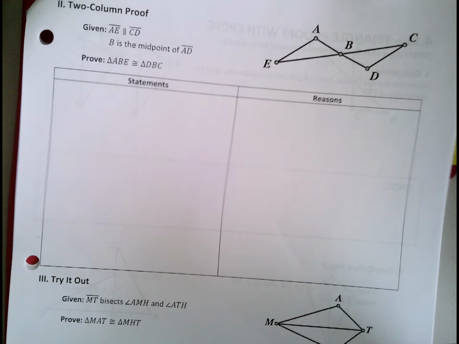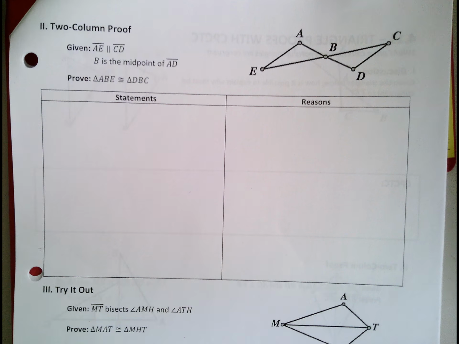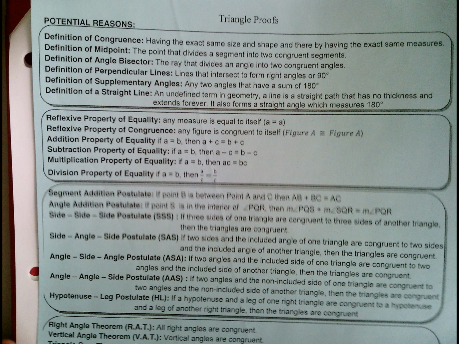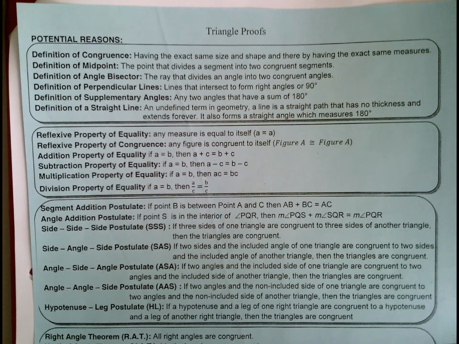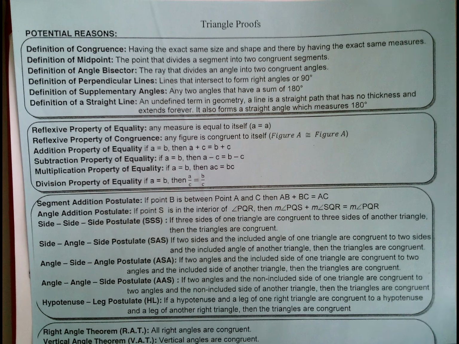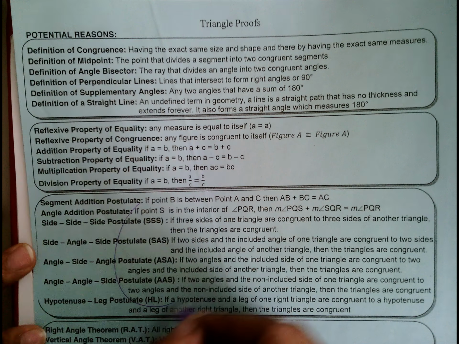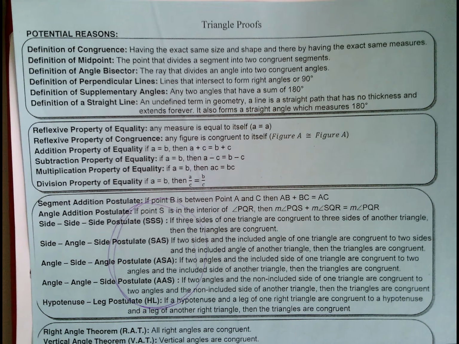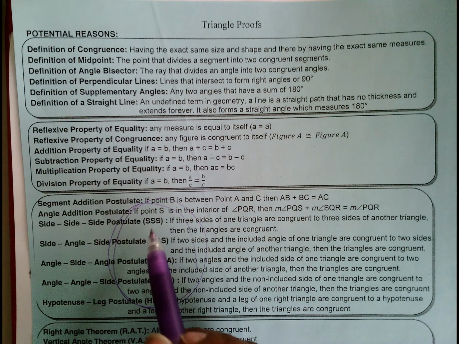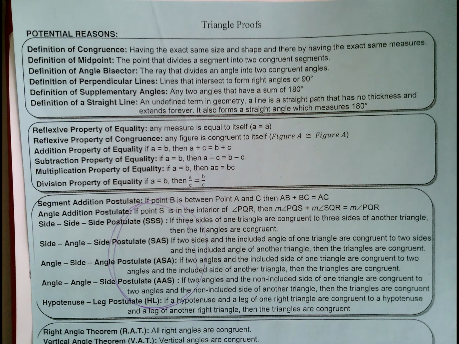All right, so let's look at this 2-column proof. With me, I have this handout that I gave you today. This helps to recall some of the reasons that you can use, okay? This is your potential reasons bank. We know we're going to be using one of these to close out our proof. Either side-side-side, side-angle-side, angle-side-angle, angle-angle-side, or hypotenuse-leg postulate is going to be the closing of our proof, all right? But the rest of these are just reasons that will support any of the statements we make. Let's go to the proof.